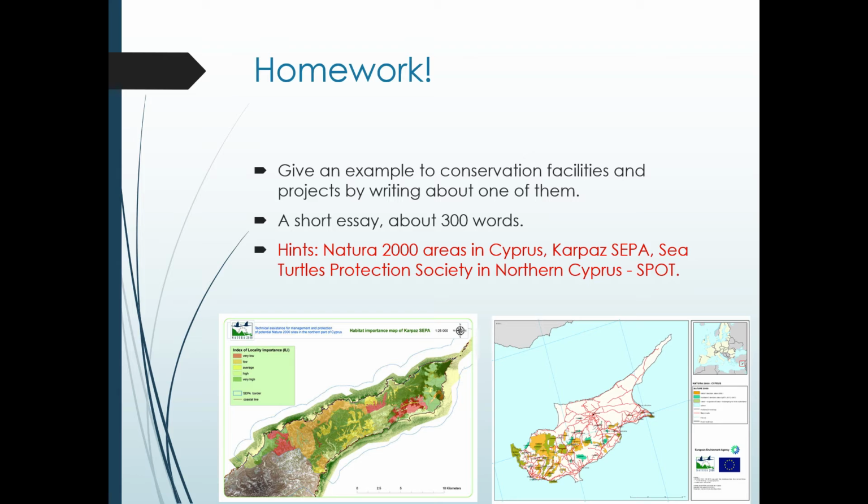So your homework here will be to give an example of conservation facilities and projects by writing about one of them. This can be a conservation facility, or it can be a natural reserve. It can be a captive breeding program or whatever. This is going to be a short essay of about 300 words. You will have 2 weeks to send this to me. I will tell you the exact date when I send you this video.